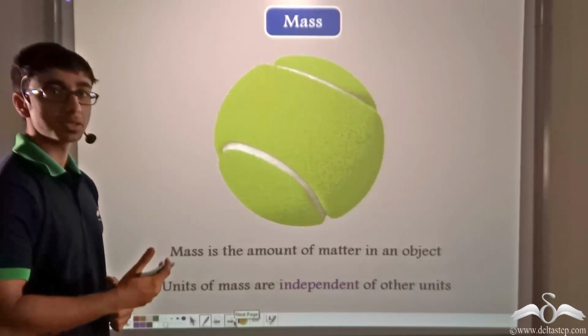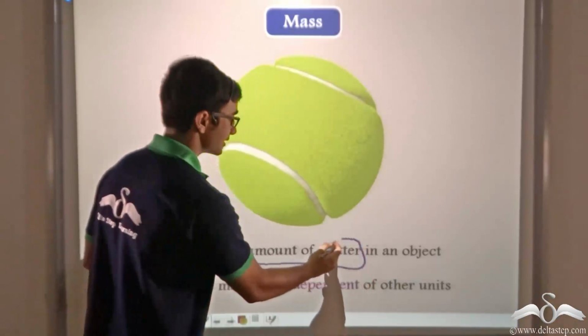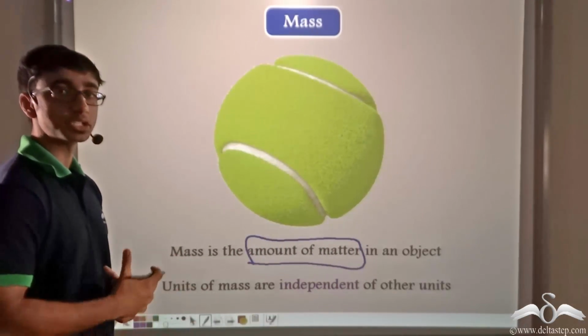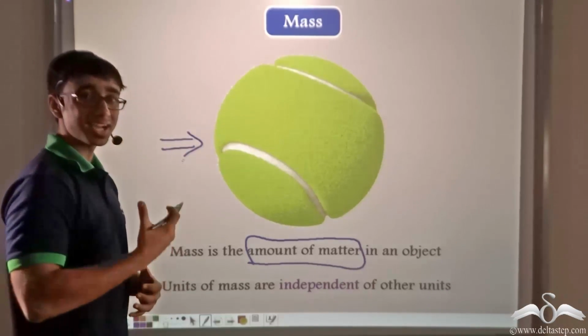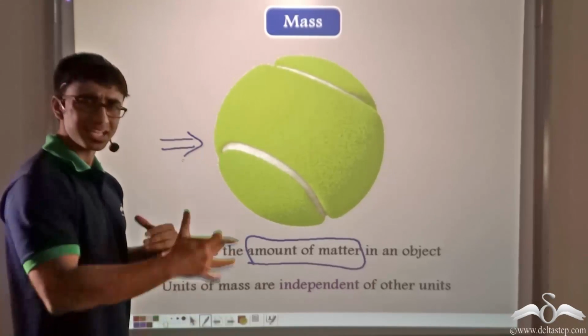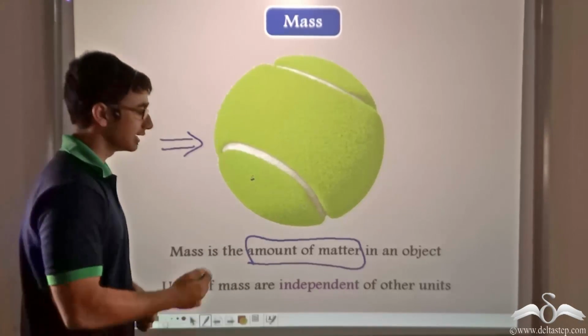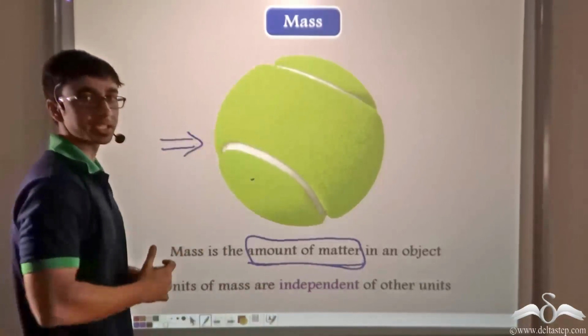Mass is another fundamental unit. Mass is the amount of matter that is contained in an object, and the units of mass are independent of other units. So it does not depend on any other fundamental unit or any other unit whatsoever what the mass of this ball is. It simply depends on the amount of matter that is within this particular object.